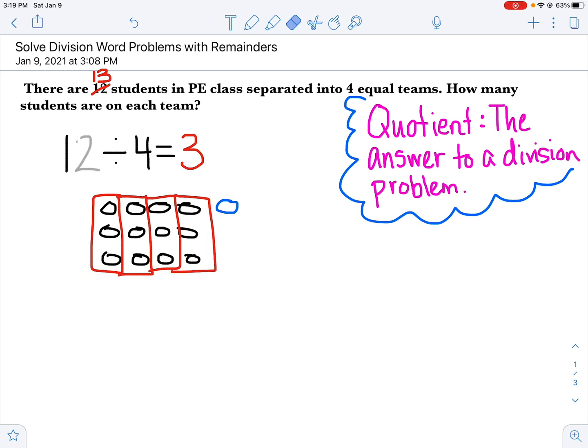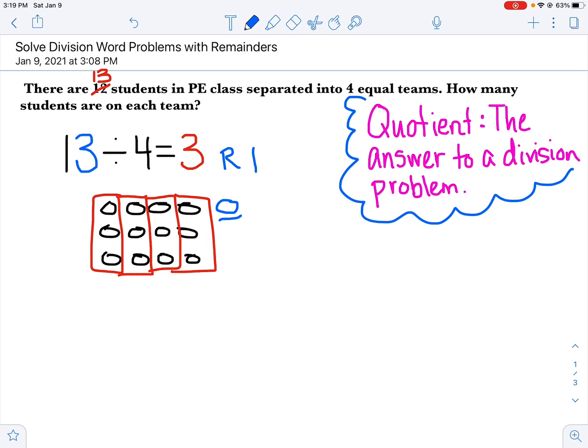If I change my 12 to a 13 divided by 4, I can't make 4 equal teams, can I? I'm going to end up with a remainder of 1 or 1 person left over. They wouldn't fit equally on a team. Now, maybe the PE instructor would decide to make one group of 4. It's up to them what to do.